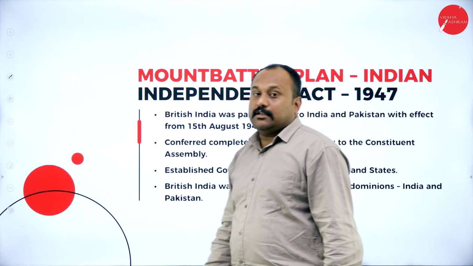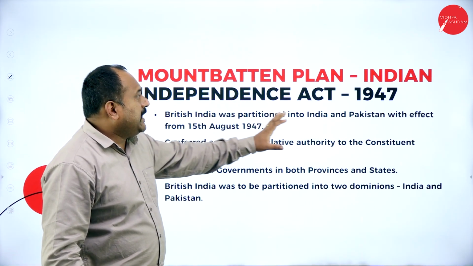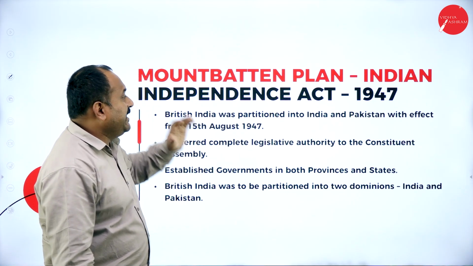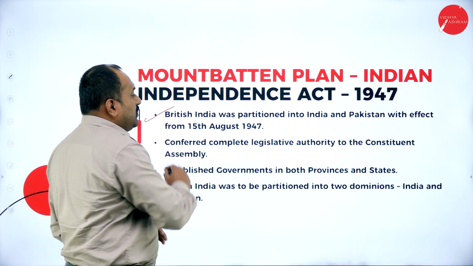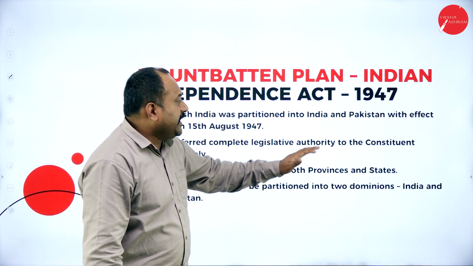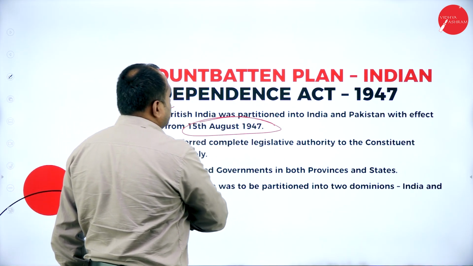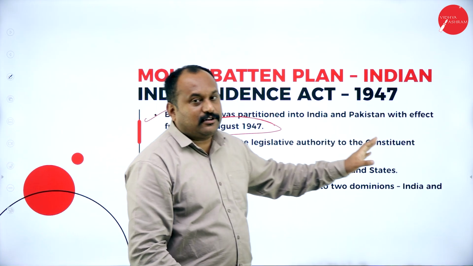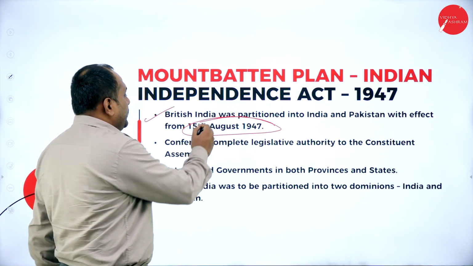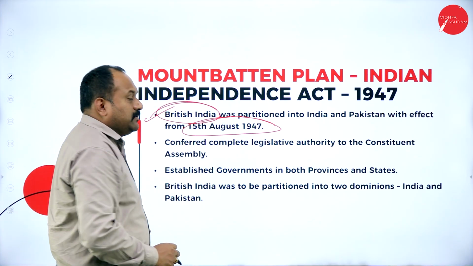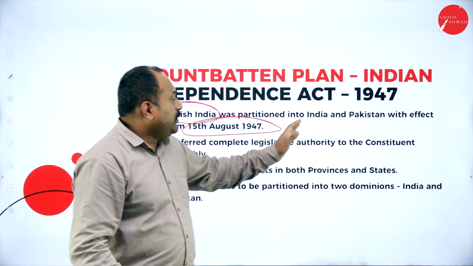Next is Mountbatten. Now he's the last of the Britishers who was here. Mountbatten Plan, that is the Indian Independence Act 1947. British India was partitioned into India and Pakistan with effect from 15 August 1947. Pakistan got independence on 14th of August 1947. Here, whenever I see this, the word is British India. That was partitioned into India and Pakistan.